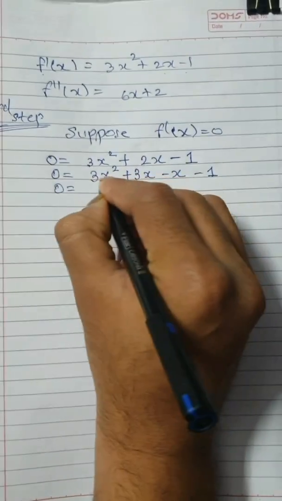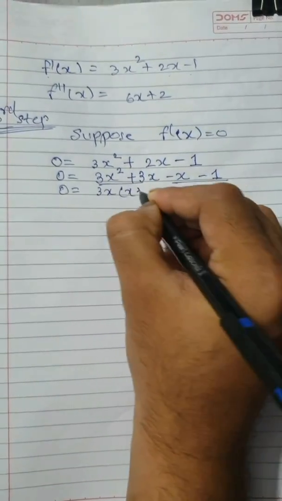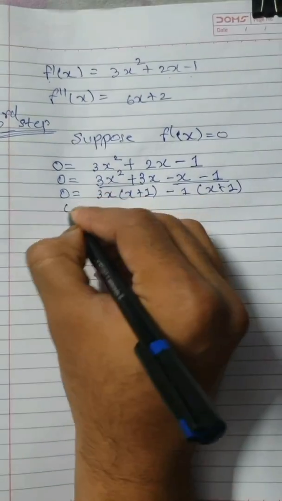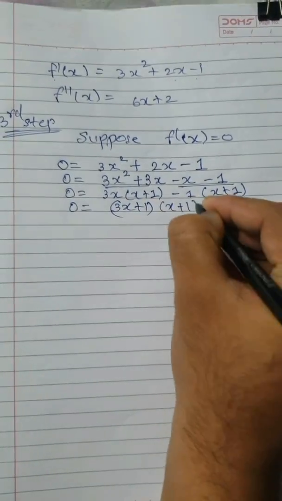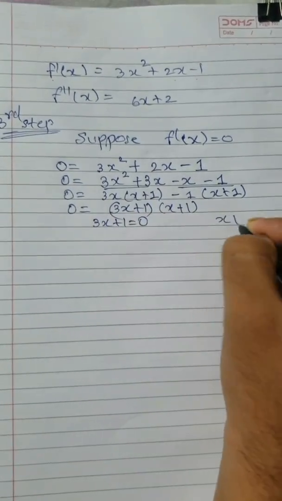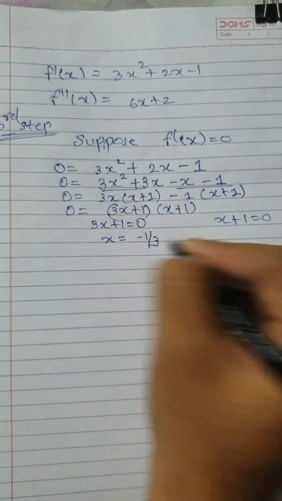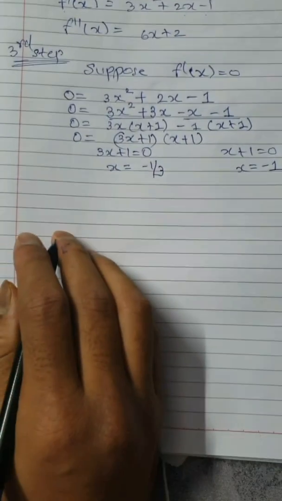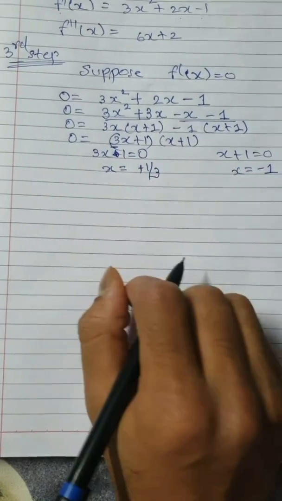we will take common things outside. So 3x, x plus 1. Here there is no common, so 1 will be common and x plus 1. So here two factors will be obtained, right? So we will apply 0 to 3x plus 1 as well as we will apply 0 to x plus 1. So we will obtain x as minus 1 by 3 and another value of x will be equal to minus 1. Okay, sorry, it is minus 1, so plus 1 by 3 and minus 1.